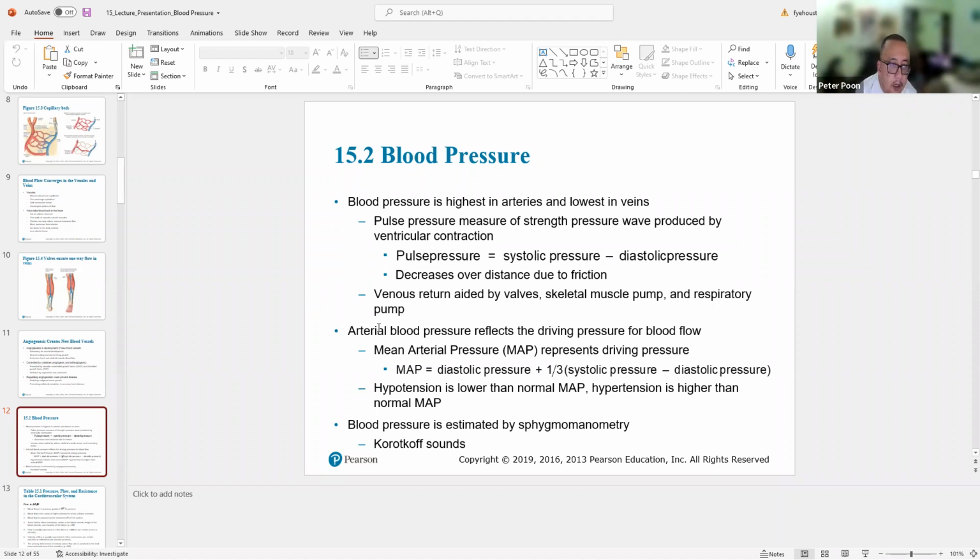Okay, the mean arterial pressure is a single number that represents the pressure for blood flow. And so the mean arterial pressure is the diastolic pressure plus 1/3 of the systolic minus the diastolic, or 1/3 of the pulse pressure.